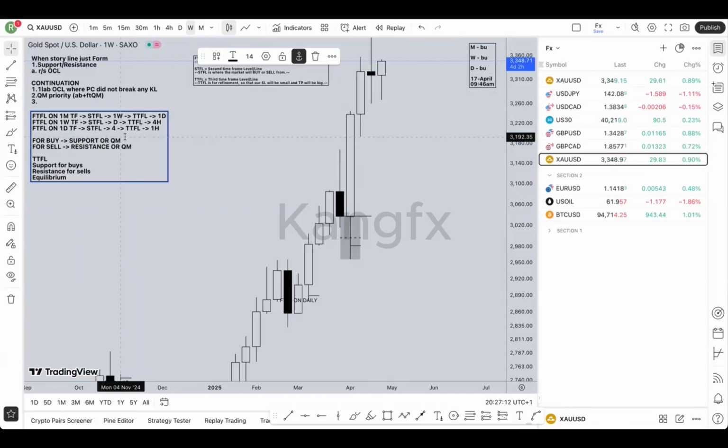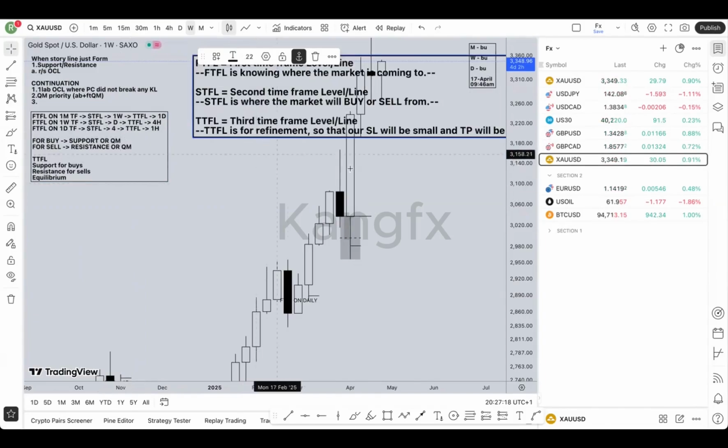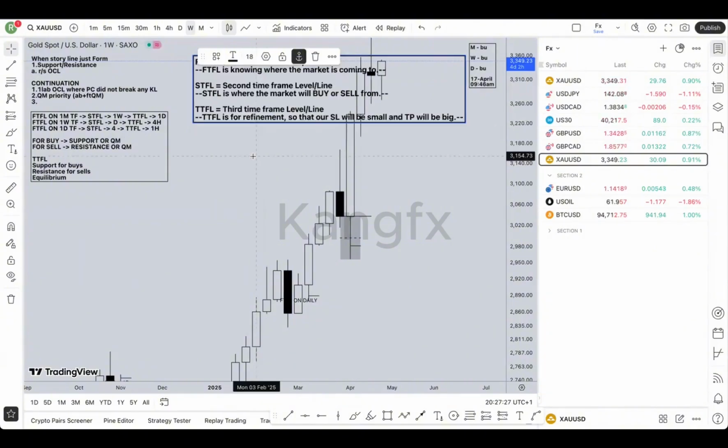In this session, we're going to cover TTFL. What does TTFL stand for? TTFL is for refinement so that our SL will be small and the TP will be big. That's the purpose of the TTFL.